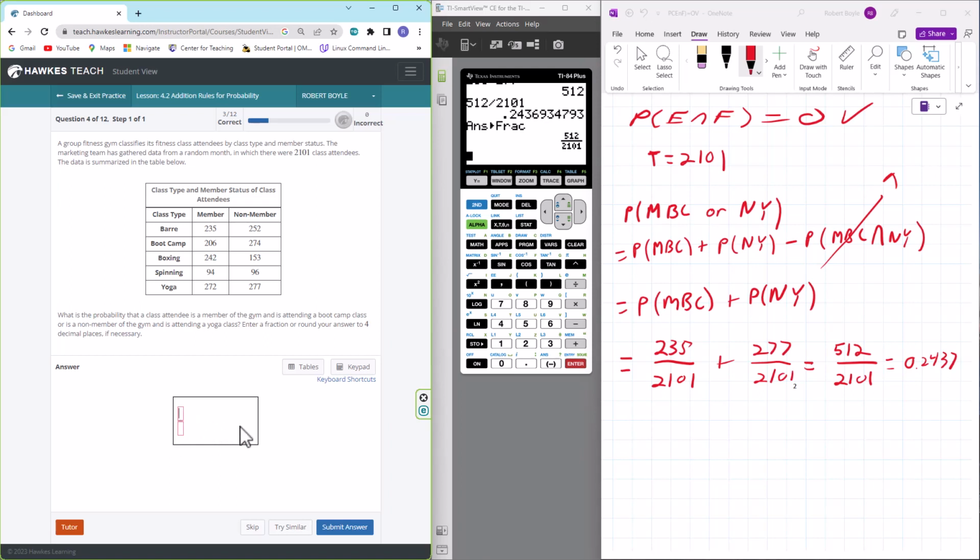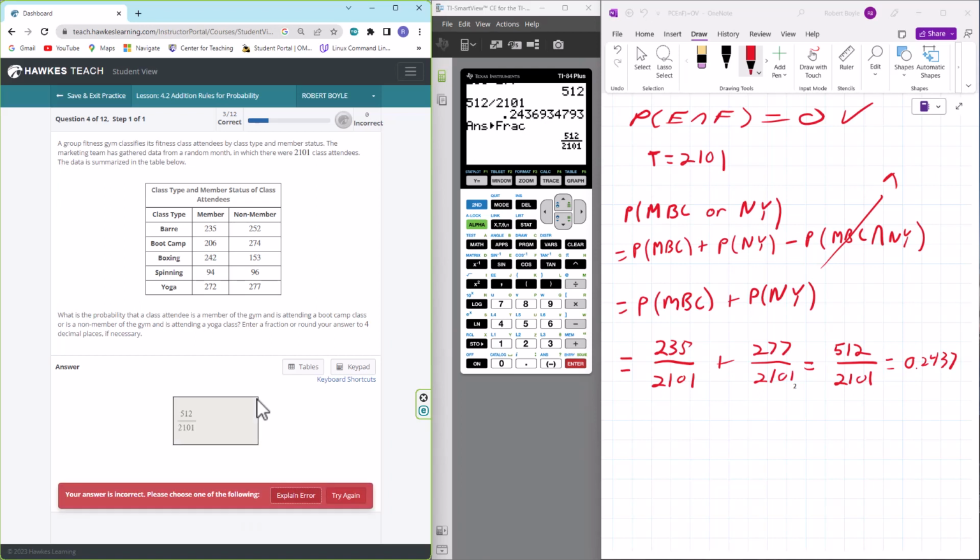And one of the irritating things about Hawks is they do fractions in two different ways, and I'm never too sure, and it varies from section to section. For this one, you need to do the slash first. Then you can just go 512, and now you just downspace 2101. And I did something wrong.